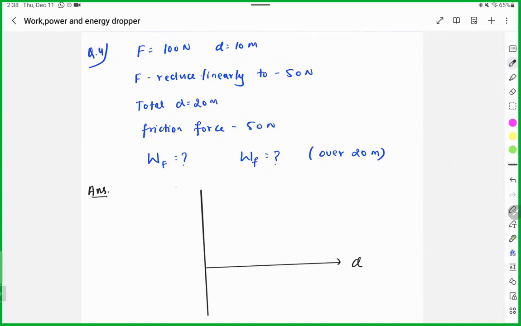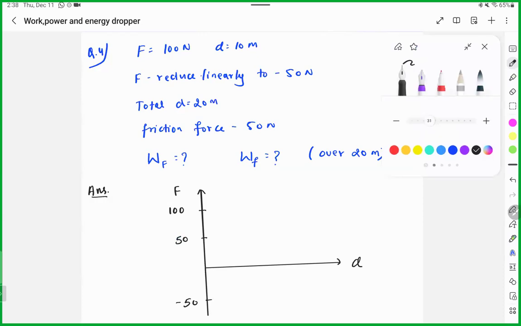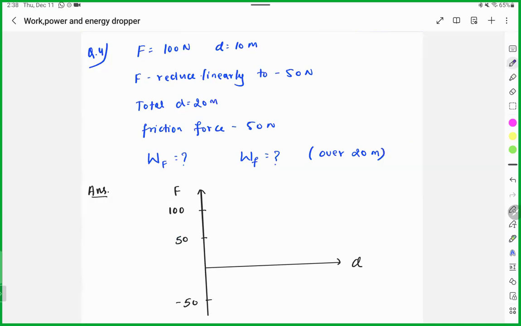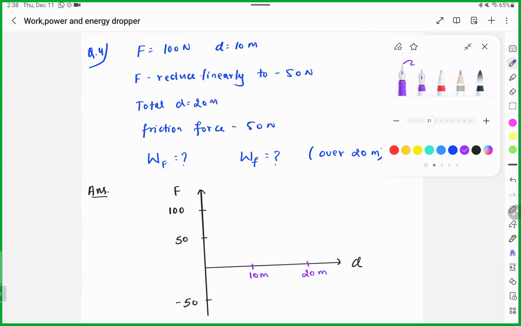This is the graph. This one is displacement. This one is force. Initially you applied 100 Newton, then 50 Newton. So we will take only 2 units, 100 and 50 Newton force. And friction will be minus 50, so we'll keep it down. Minus 50 by friction. Here you have two distances. Let's take 10 meter and double that, 20. In the first 10 meter, force was 100 Newton, like this.